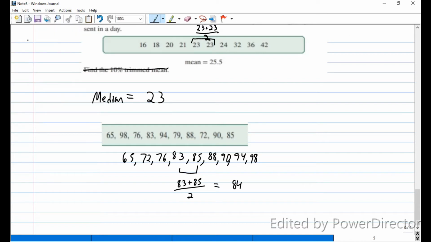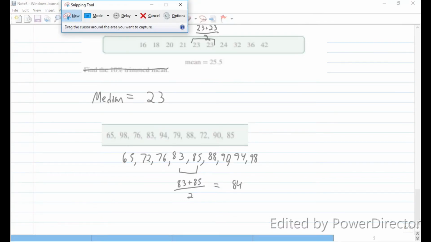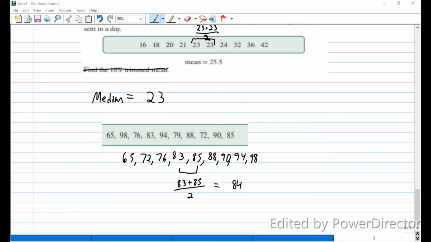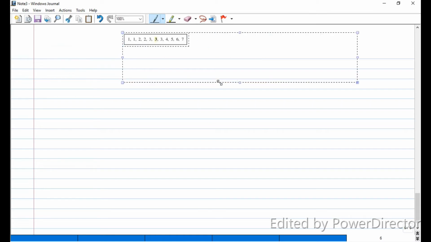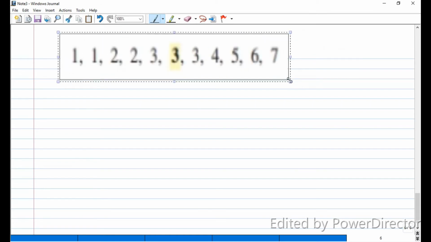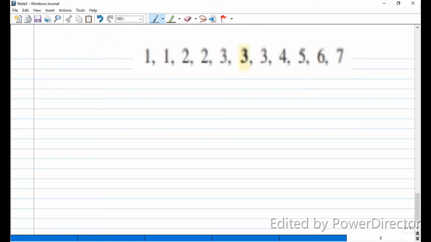So let's say that I had this set of data, and it's already going to be sorted. Just to show you how much easier it is, once you sort it, you look for that middle term. You see you got 5 here, and you have 5 here. So it's exactly in the middle. So that's the median.